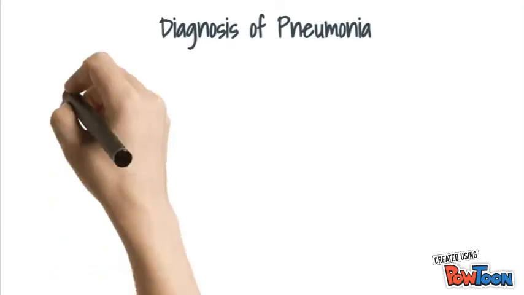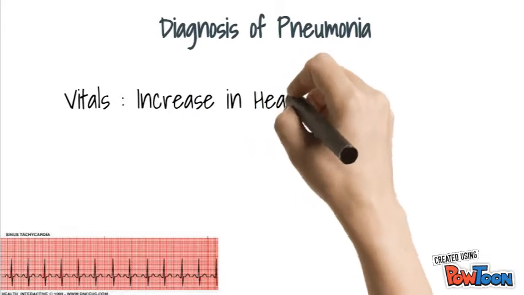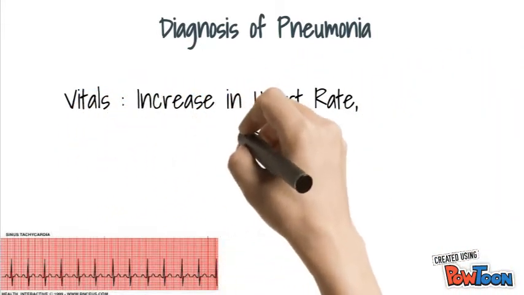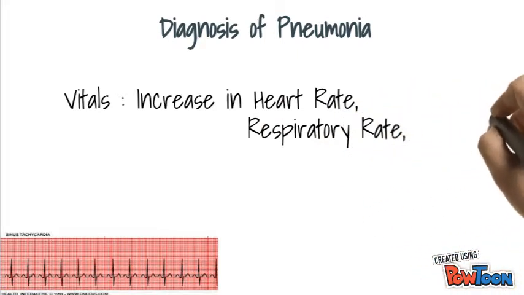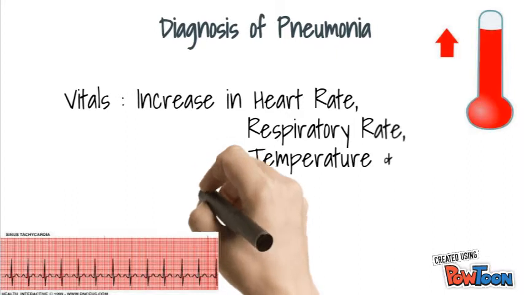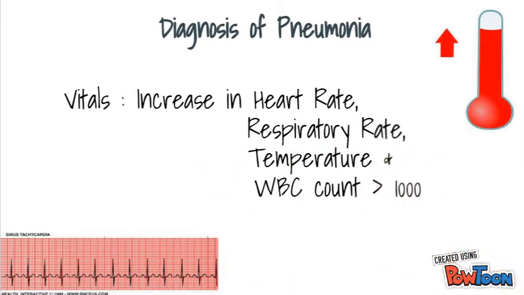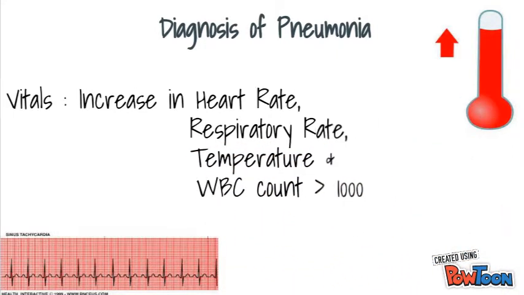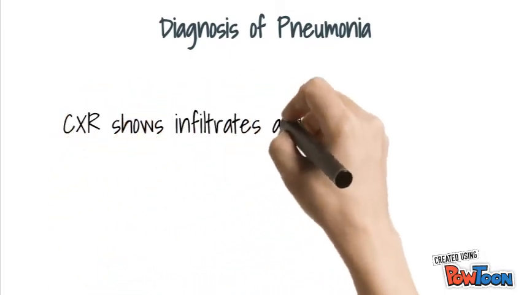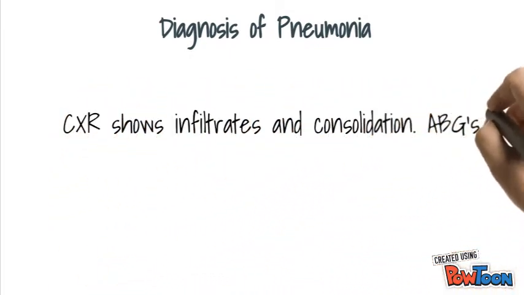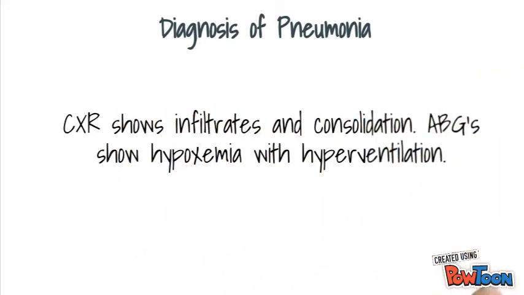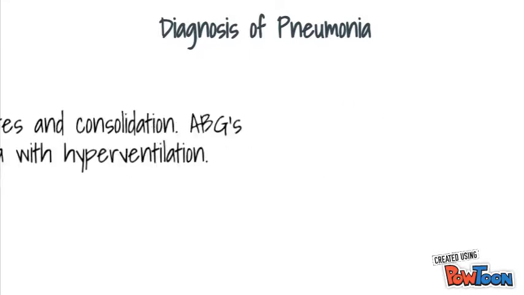The vitals will show an increase in the heart rate and the respiratory rate, which occurs in response to the hypoxemia. There will be an increase in the temperature of more than 38 degrees Celsius and an increase in the WBC count of more than 1000, which shows the presence of an infection. The chest X-rays will show infiltrates and consolidation, which will appear as areas being more wide. The ABGs will show results that indicate hypoxemia with hyperventilation.